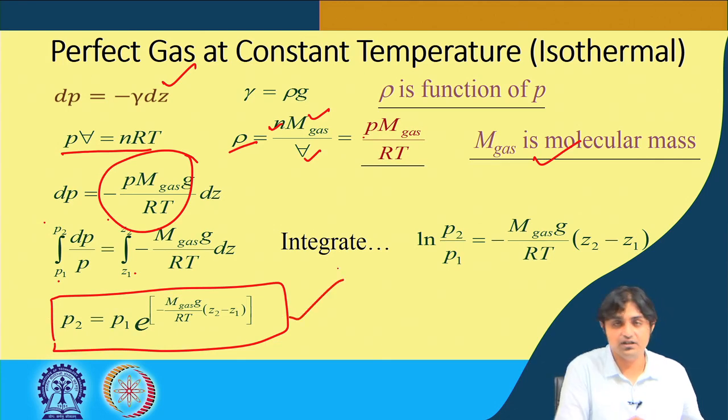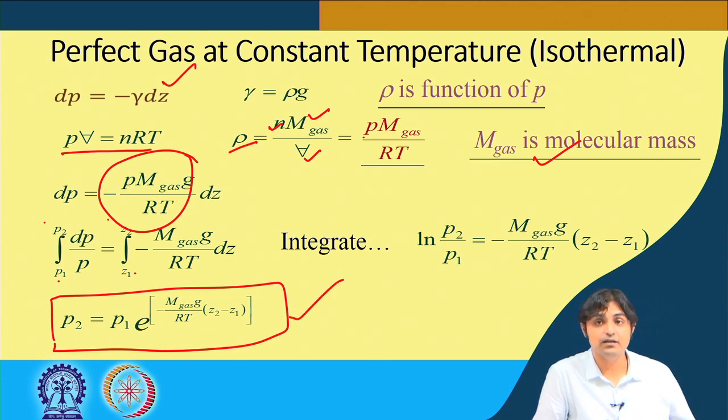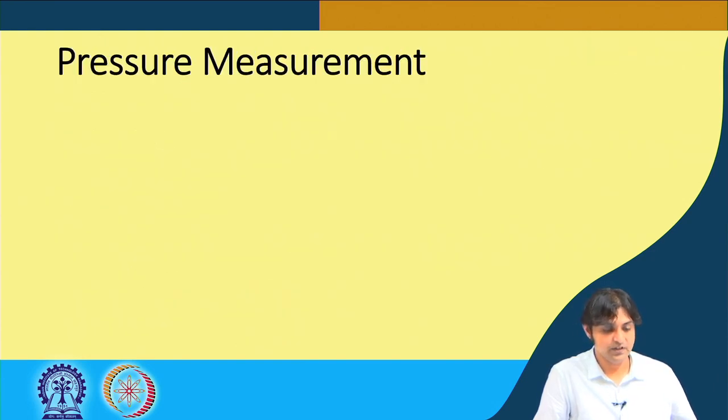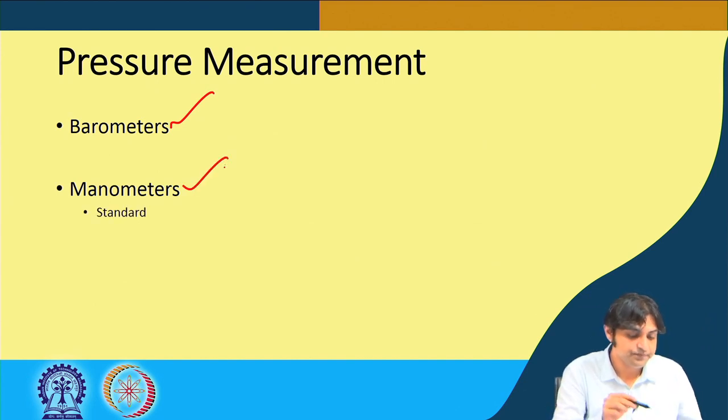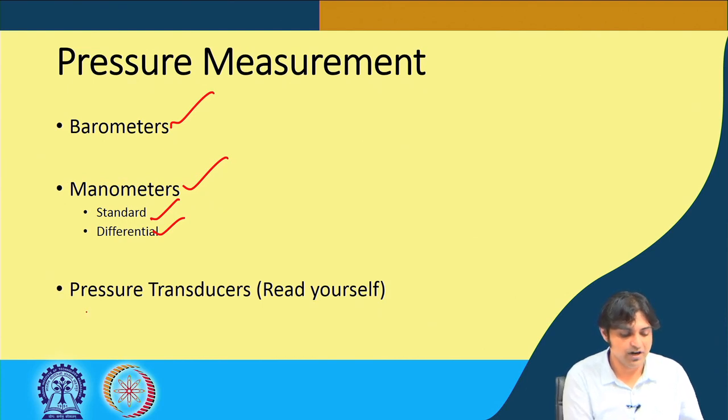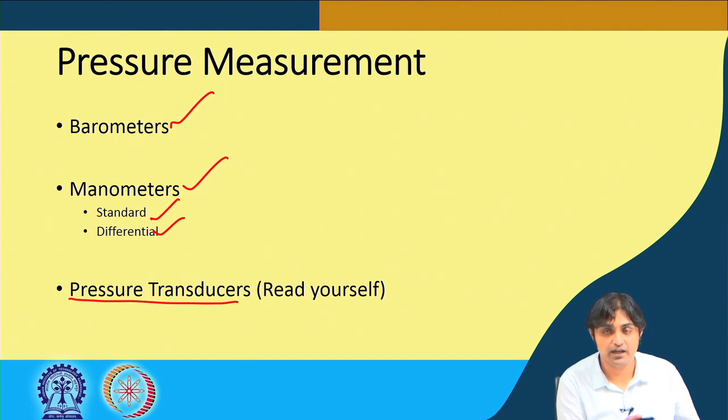It's a very simple derivation, but a little more intriguing than the one that we did before for pressure variation within the liquid, where we got simply piezometric height. Good. Pressure measurement, the devices we have discussed one already, barometers. There are manometers, a standard manometer or a differential manometer, and the pressure transducers. This is out of the scope. You must have already done it in your fluid mechanics class, probably in your second year.